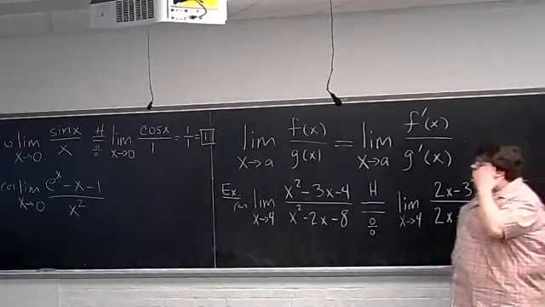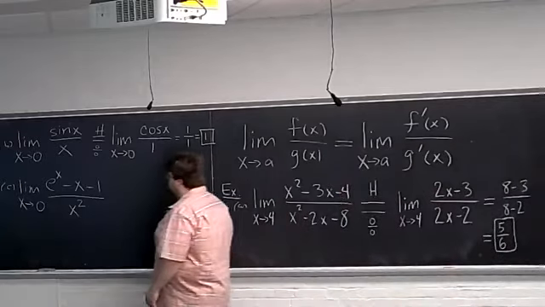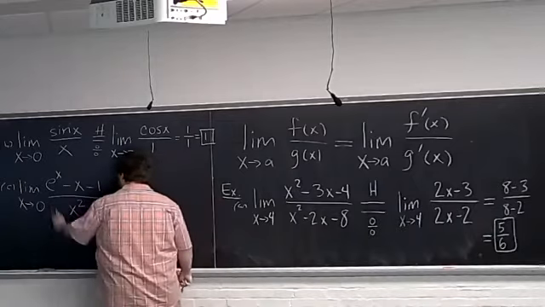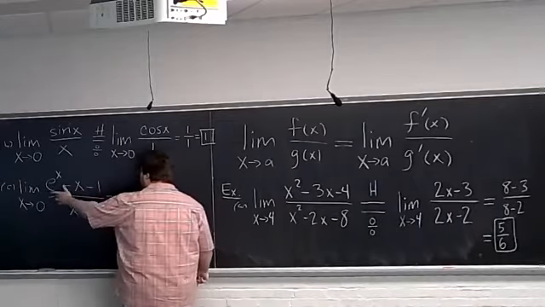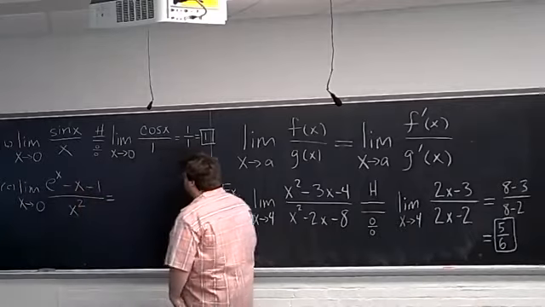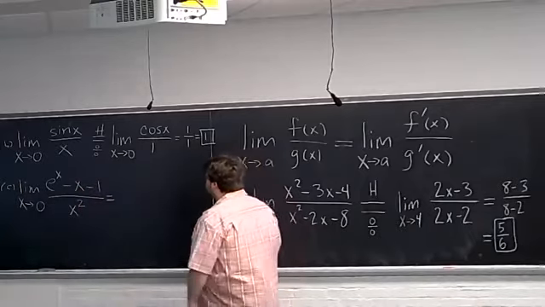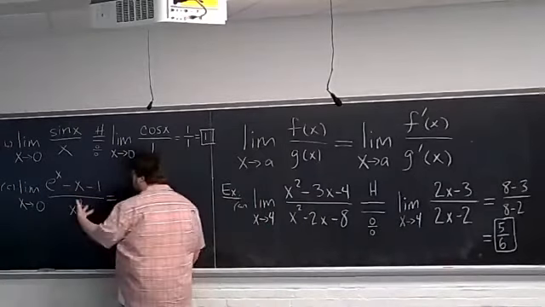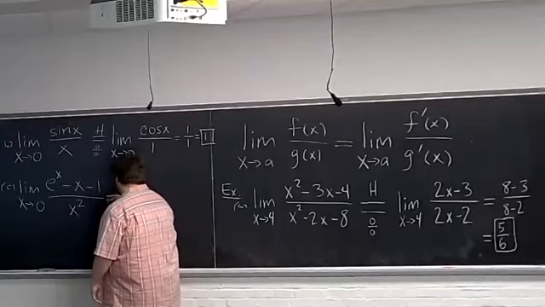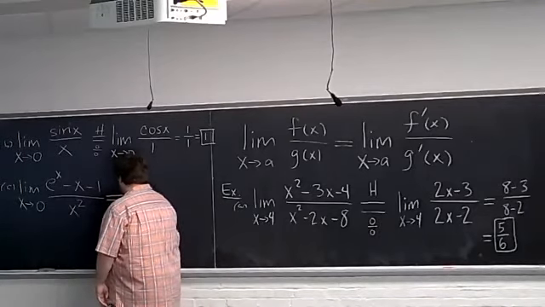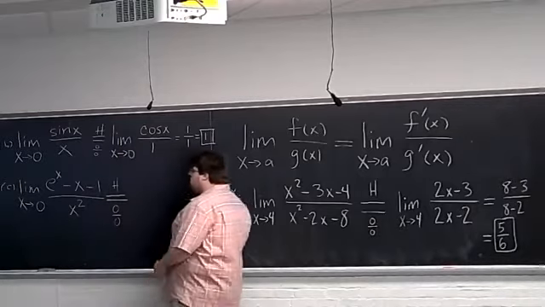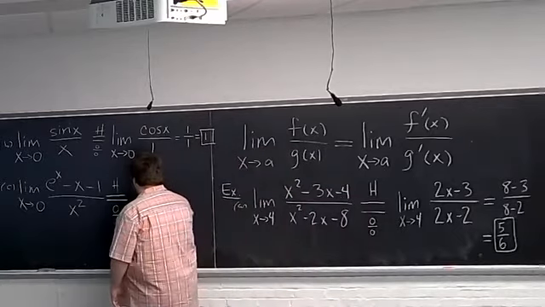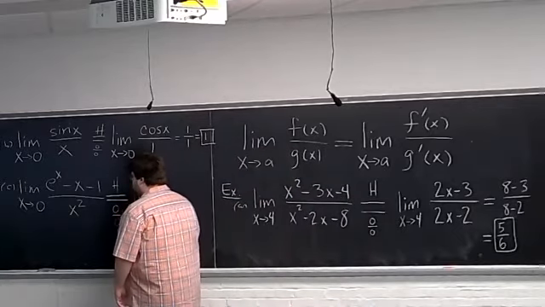Okay. So what do we get here upon direct substitution? Well, e to the 0 minus 0 minus 1. E to the 0, remember, is 1. Any non-zero number to the 0 is 1. So we have 1 minus 0 minus 1. 1 minus 1 is 0 over 0 squared. So we do get a 0 over 0. And whenever we get a 0 over 0, we can apply L'Hopital's rule.